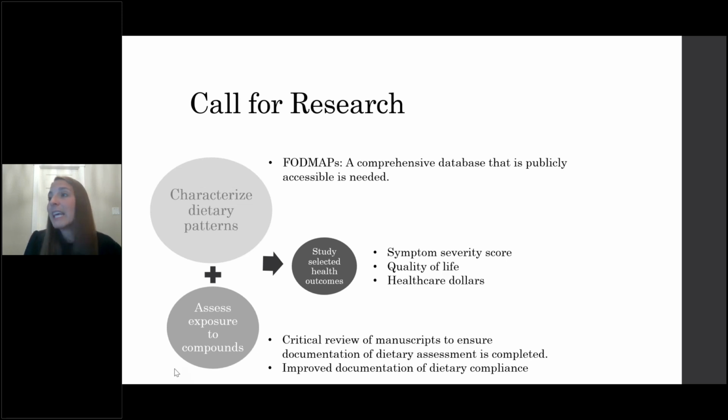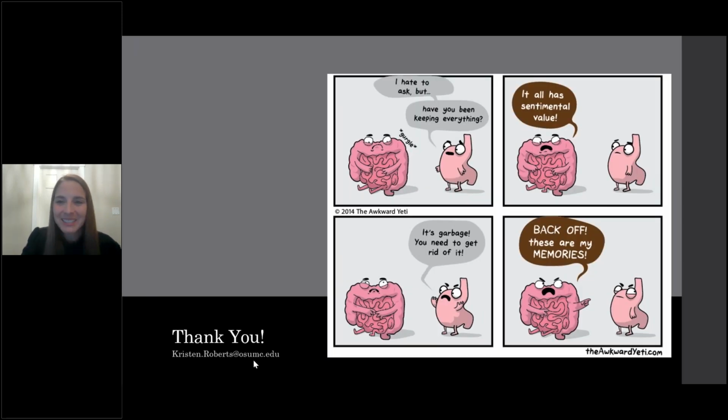And then lastly, some of those select health outcomes, looking at symptom severity, quality of life, healthcare dollars. These are all really big areas that are of interest for us to try to improve as we're designing these research studies. All right. And that's the end of my talk.